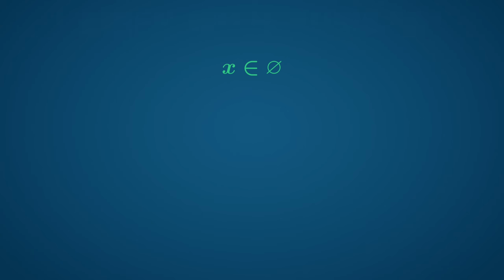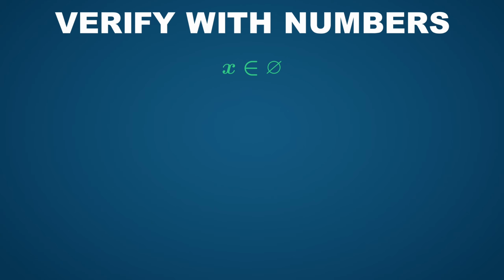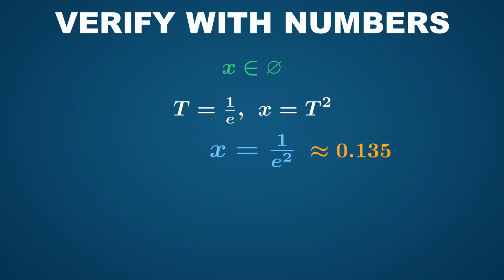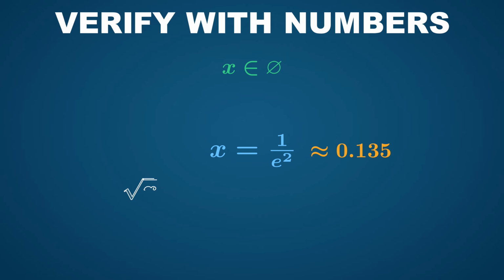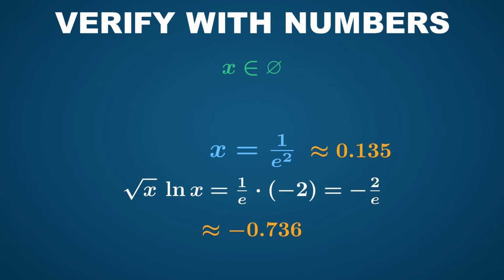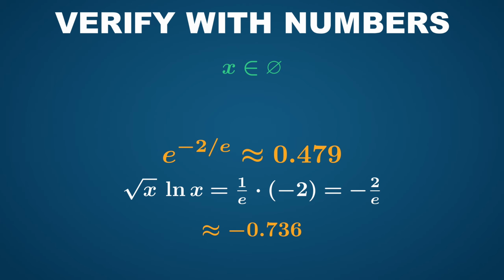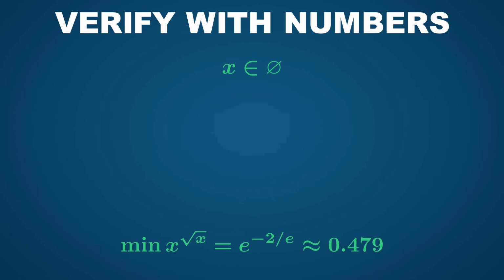To finish, we verify the floor computation with concrete numbers. The minimum sat at t equal to 1 over e, and x equals t squared. So the lowest point of the left side is at x equal to 1 over e squared. 1 over e squared is about 0.135. The square root of that x is 1 over e, about 0.368. The log of 1 over e squared is exactly minus 2. Multiplying, the exponent times the log gives minus 2 over e. That product is about minus 0.736. Raising e to that power gives about 0.479. So the smallest value the left side ever takes is near 0.48.